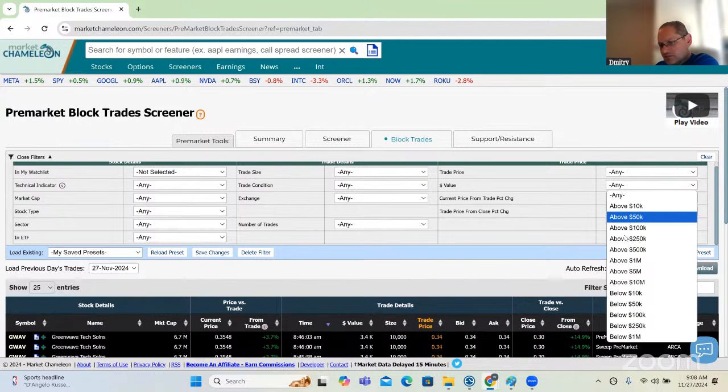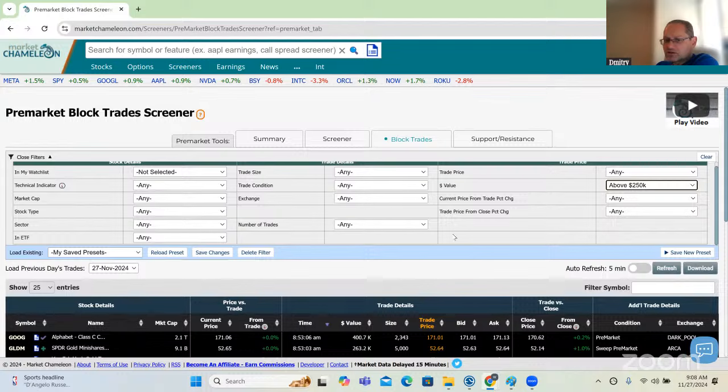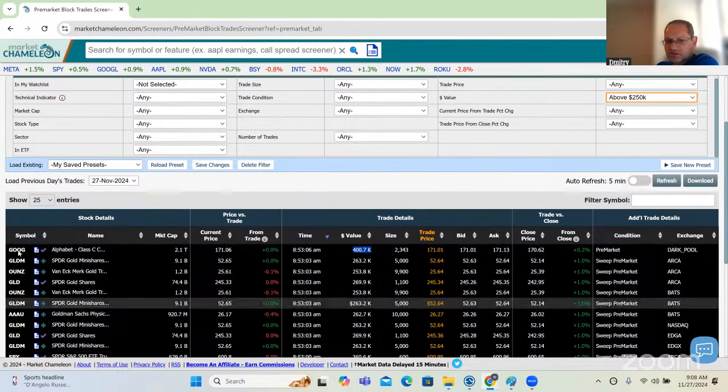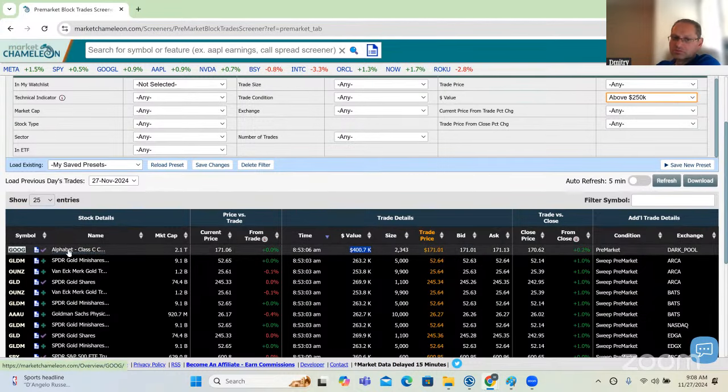I'm going to set this to 250,000. Once I click on it, now all these trades have to be a notional value of at least 250,000. So let's just go from left to right and see what this means. Here we have the symbol, the name of the company. So this is Alphabet, Google's, the market cap.